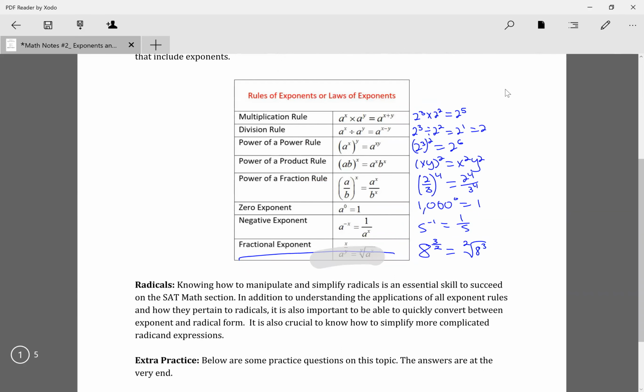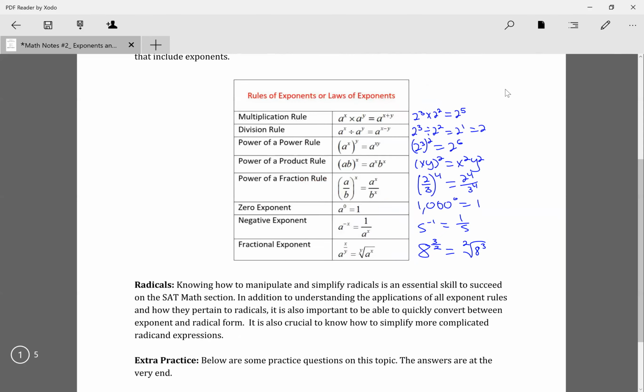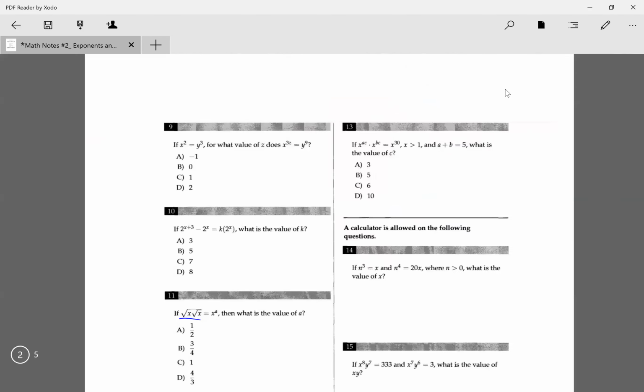Sorry, I don't know why I crossed that out. Yeah, so using that rule, that's what we're going to do. We're going to use that rule to solve for number 11.